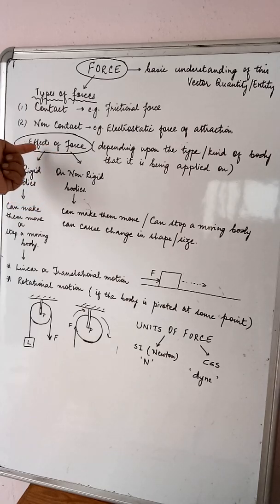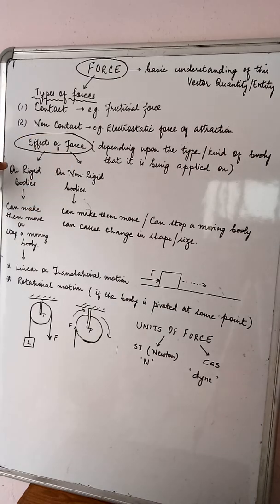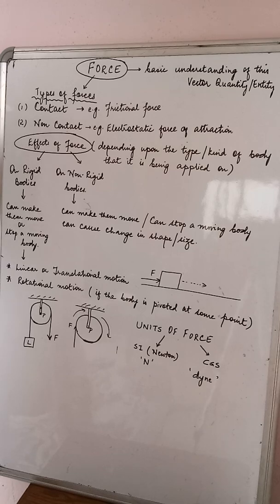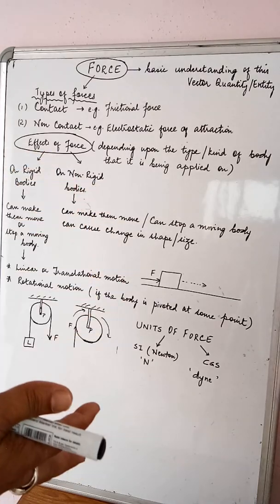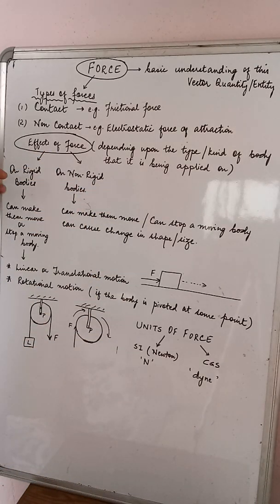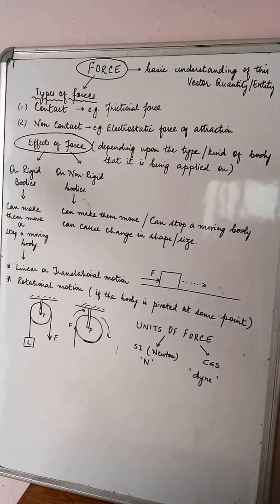The effects of force depend on what type of object the force is applied on. If we are applying the force on rigid bodies, what do you understand by rigid bodies? Rigid bodies are those that are solid, that cannot change shape or size. So hard bodies. The force can make them move, or it can also stop a moving body. I'll give you particular examples to understand the effect of force on rigid bodies.